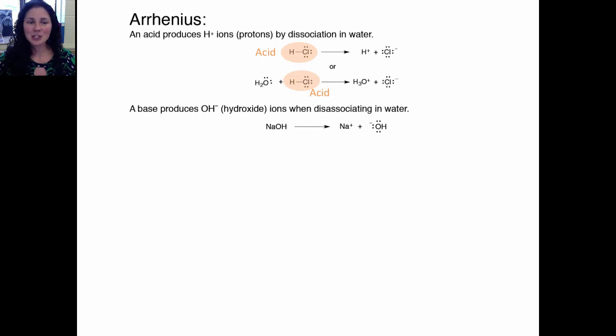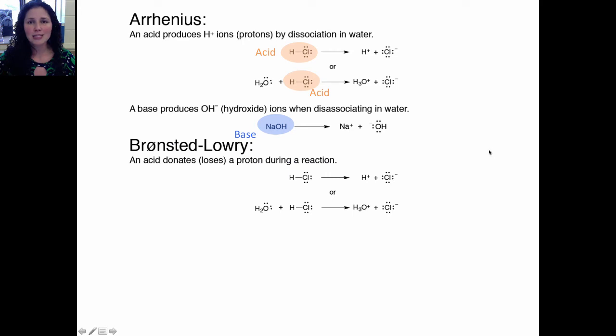The Arrhenius definition for a base is that a base is anything that produces hydroxide ion when dissociated in water. A hydroxide ion is a complex ion that we've talked about before. Here's an example. Sodium hydroxide is an ionic compound that dissociates into sodium ions and hydroxide ions. Therefore, sodium hydroxide is a base according to the Arrhenius definition because it produces hydroxide ions in water.